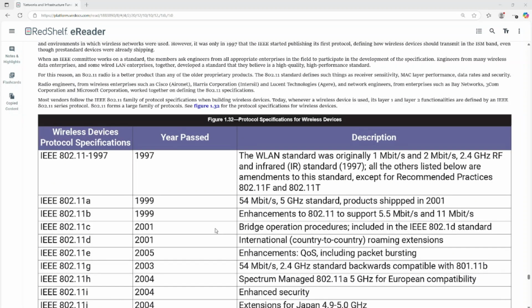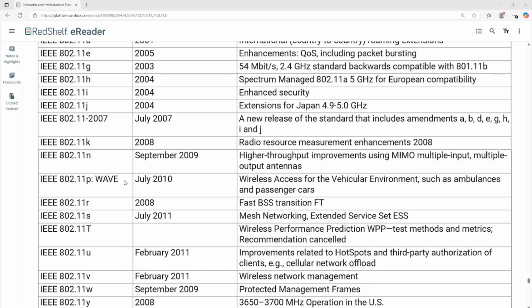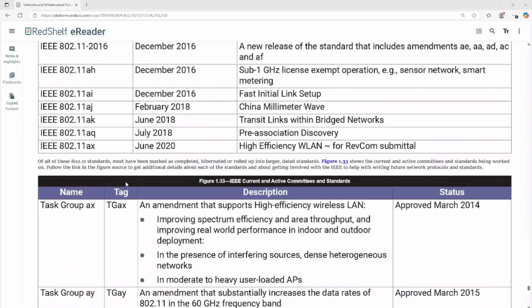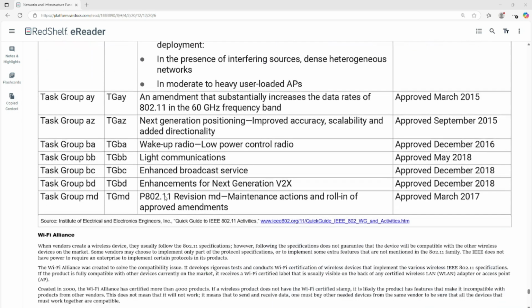The table in figure 1.32 lays down the protocol specification for wireless devices. You can go through that and get acquainted with those protocol specifications. The table in figure 1.33 lays down IEEE current and active committees and standards. You can go through that and get acquainted with it.